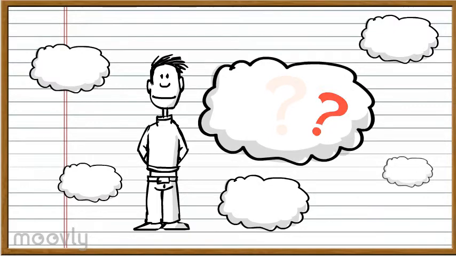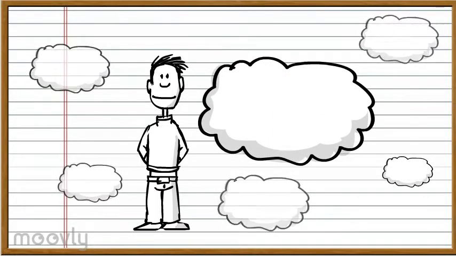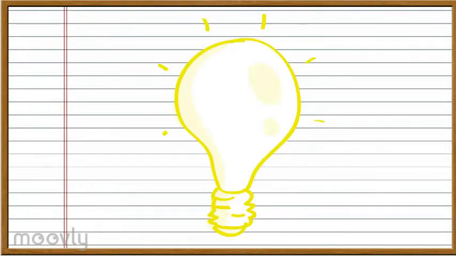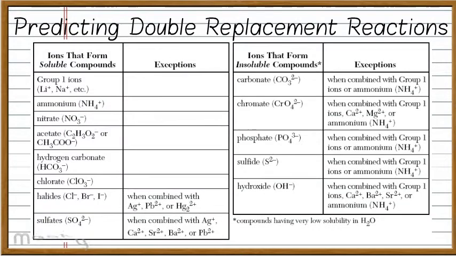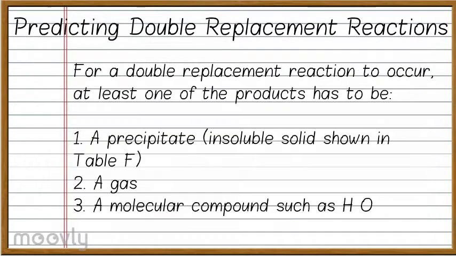Professor Cook, can a double replacement reaction occur spontaneously? Pay attention, Jimmy, I was getting to that. The final topic to learn is predicting double replacement reactions. For a double replacement reaction to occur, at least one of the products has to be either a precipitate, an insoluble solid shown in Table F, a gas, or a molecular compound such as H2O.